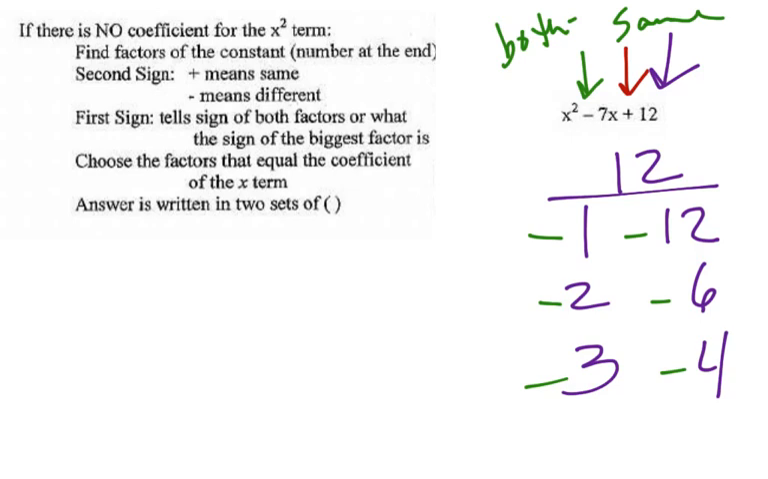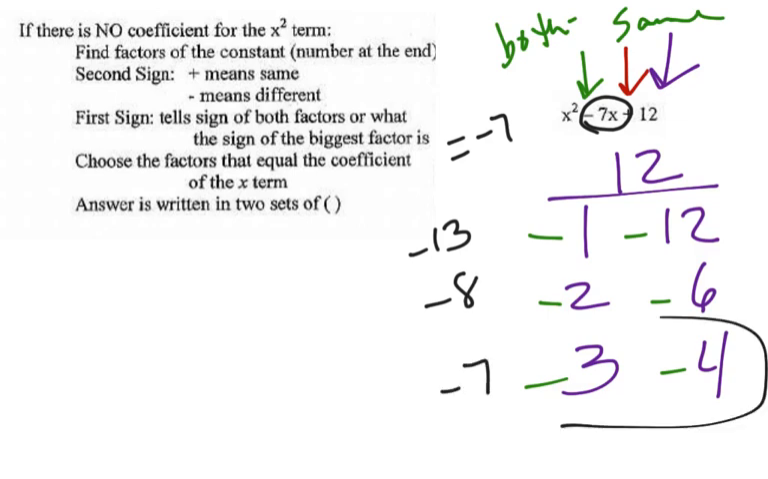Then you're going to have to go in and choose the factors that equal the coefficient of the x term. That's going to be right in here. So we need the ones that equal negative 7. Use your calculator if you struggle with signs. Negative 1 plus negative 12 is negative 13. Negative 2 plus negative 6 is negative 8. And negative 3 and negative 4 gives you negative 7. So this is the set of factors that works.